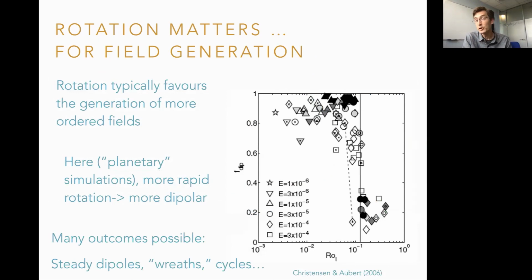Rotation also affects the magnetic field generation, the strength of the fields you build, but also their character, their spatial morphology. So this is a very well-known example of that from the planetary dynamo community, looking at how the dipole fraction of the field, the fraction of the power that's in the lowest L equals 1 mode, changes as the Rossby number in a set of calculations was varied. So as you go to more rapid rotation, you tend to get a more dipolar field in these kinds of things. Now, stratification and going to more supercritical states changes the answer a bit. Lots of outcomes are possible.